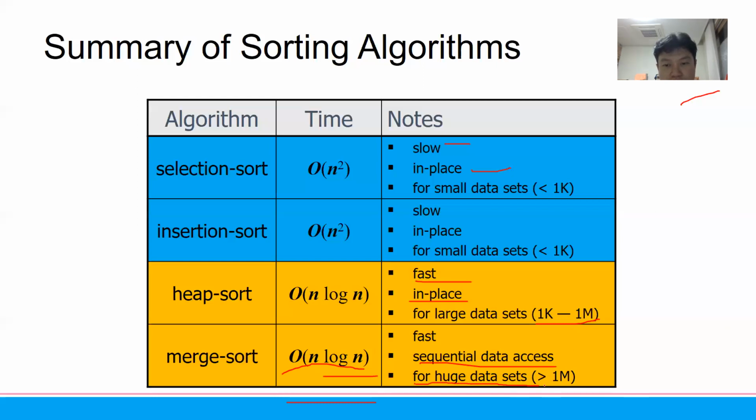The huge dataset here means more than 1 million. But for the heap sort, it's about less than 1 million. You can use the heap sort to handle the sorting, but of course there's no big difference between heap sort and merge sort. So actually you can use either. You don't need to use both.